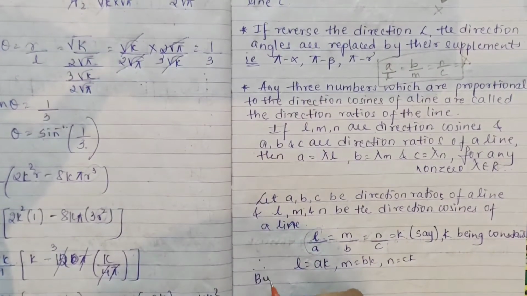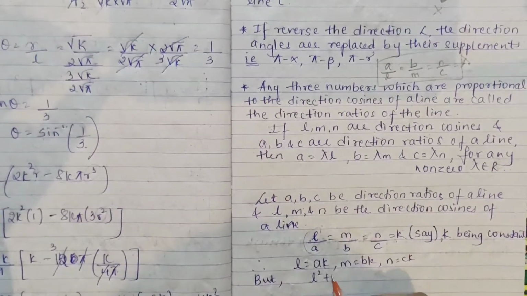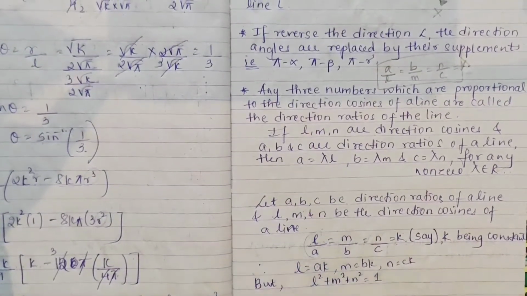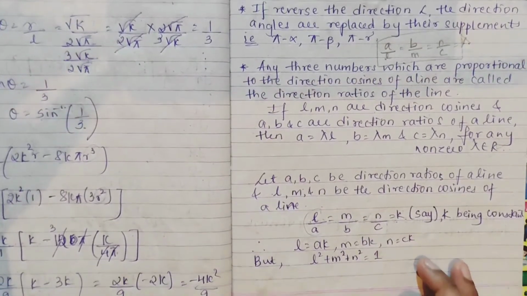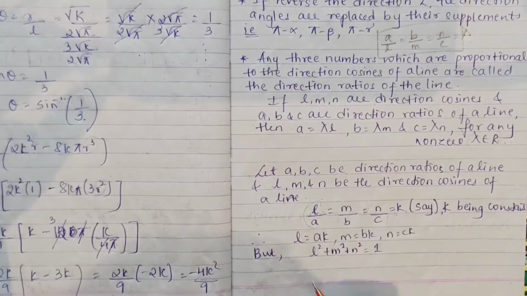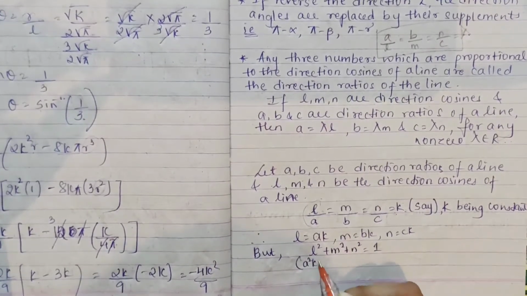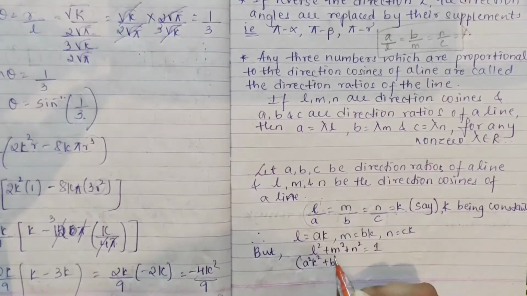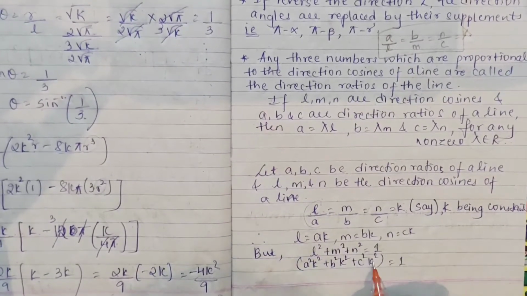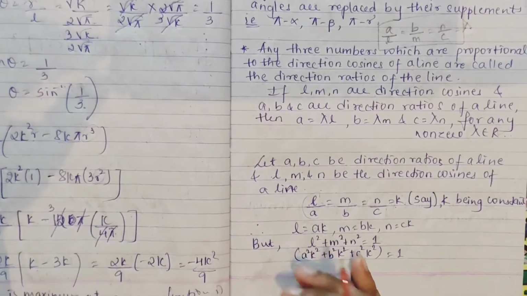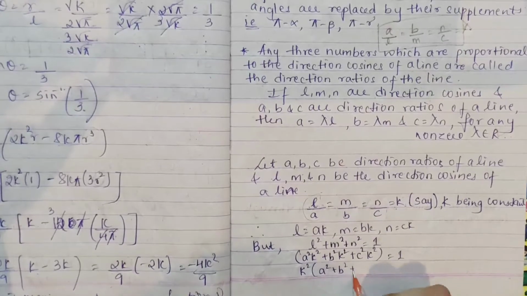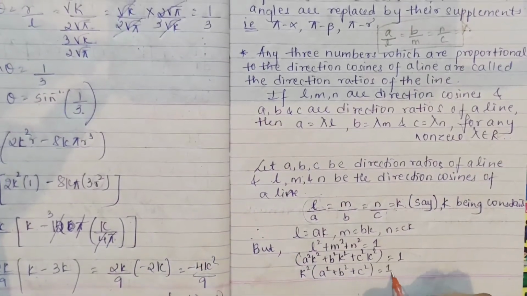But we have the condition that l square plus m square plus n square is equal to what? It is equal to 1. So whatever l, m, n you have got, just substitute here. What will you get? a square k square plus b square k square plus c square k square is equal to 1. From this I can take k square as common. k square comes out, so you are left with a square plus b square plus c square equal to 1.